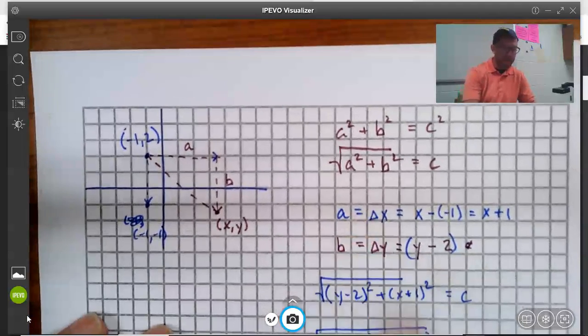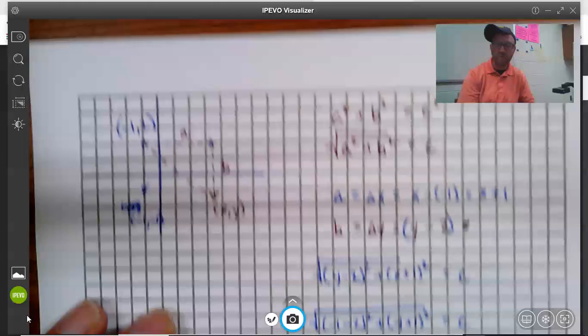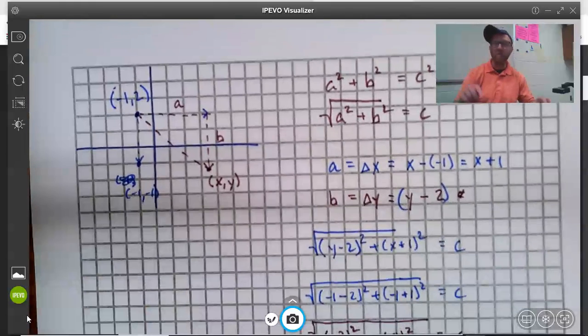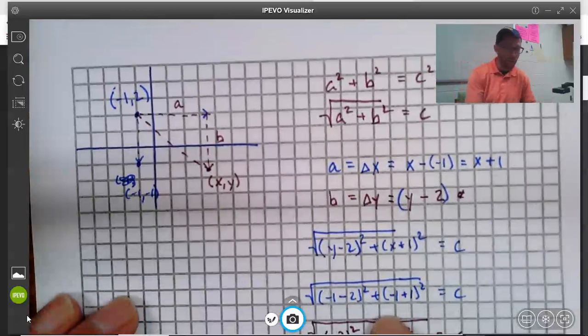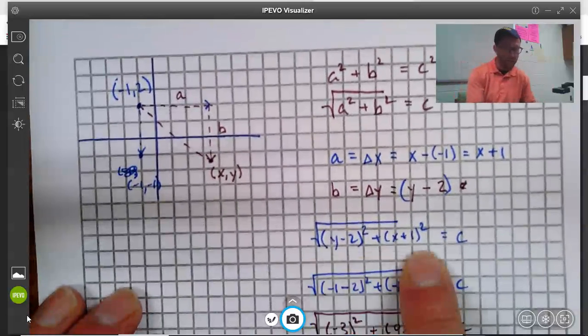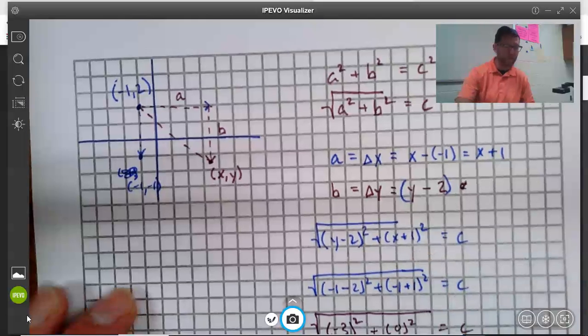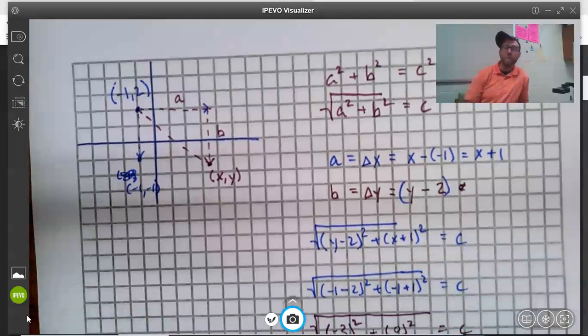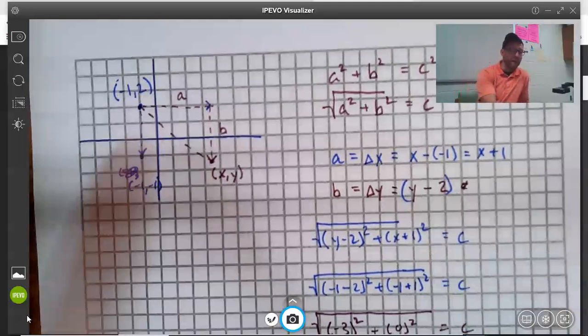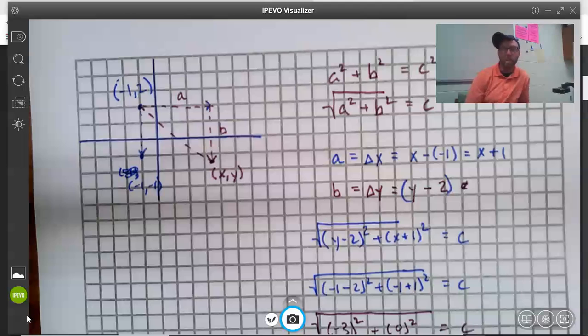And that's our a and that's our b. We just plug them into our Pythagorean theorem formula. It's our altered Pythagorean theorem equation to get this formula right here. And this formula will give us the distance between any point and the point -1, 2. All right? So there you go.